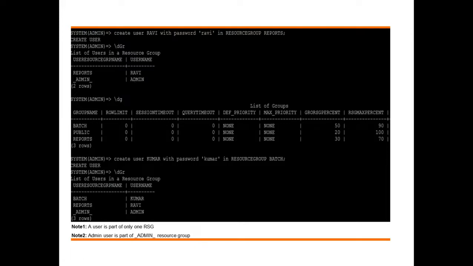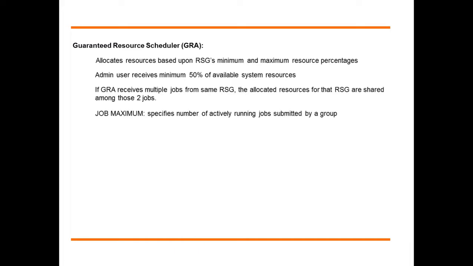Please don't use admin to run any of the regular jobs, because whenever admin logs in, by default admin gets 50% of available system resources, no matter the system load. That's how that resource sharing group is designed. You see what I'm saying? That's why they made it mandatory not to use admin, because admin is a priority user. Whenever admin logs in and runs a report, he gets 50% of available system resources.